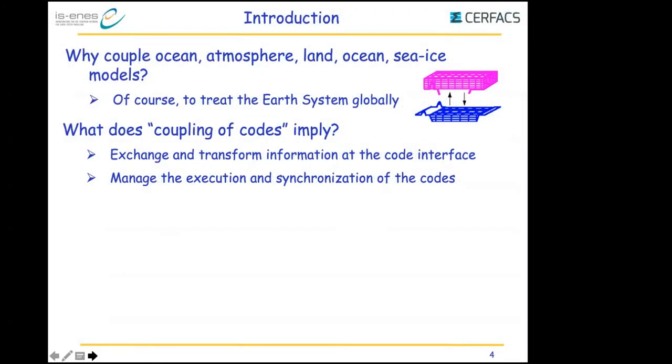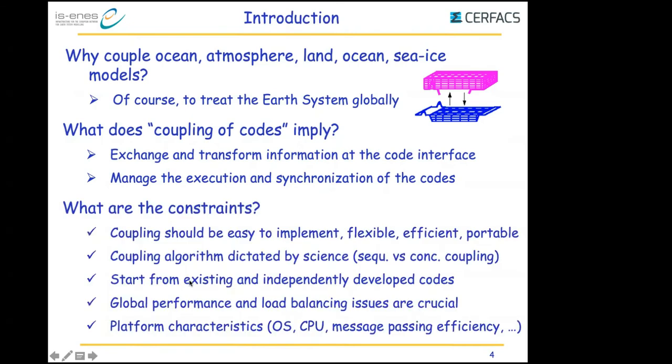So what are the constraints? Of course, you would like coupling to be easy to implement, flexible, efficient, portable. The coupling algorithm, that is the way you exchange the coupling fields, is of course dictated by the science that you want to model, so you have to respect this. A big constraint is that usually you start from existing models that have been developed independently by independent groups. And of course, you want the global performance and the load balancing of your coupled model to be as good as possible. And you have to take care about the characteristics of the computing platform that you are running on.